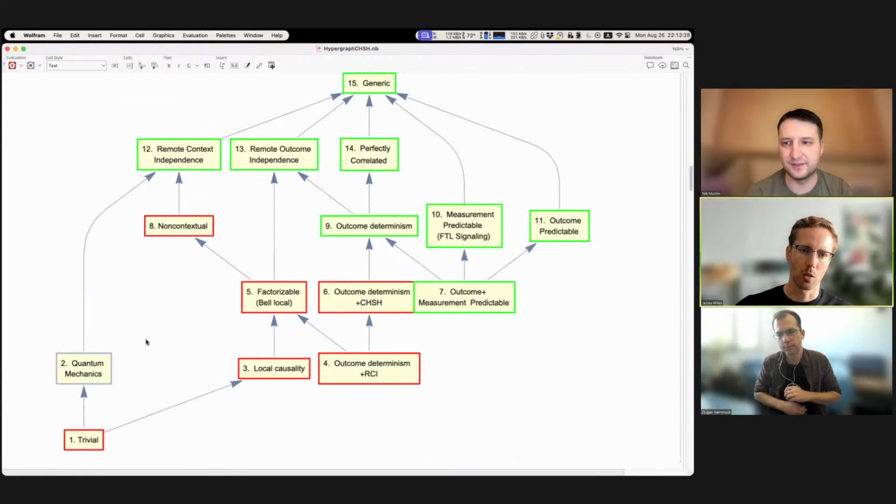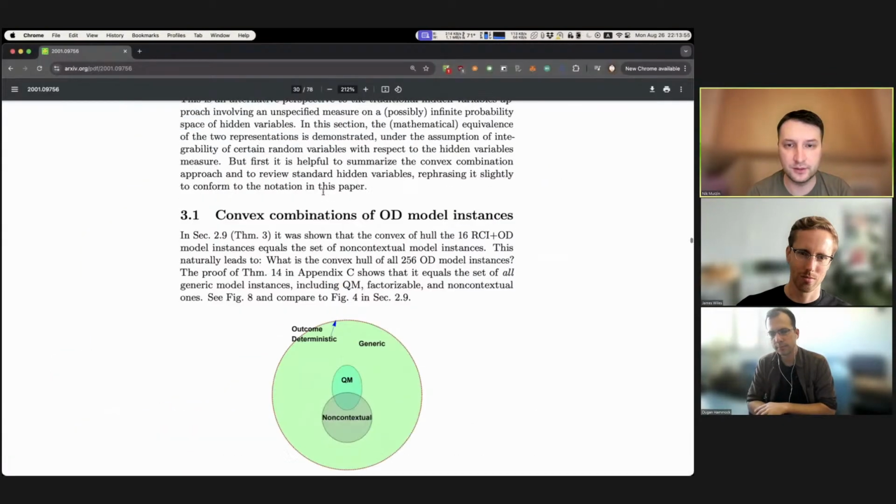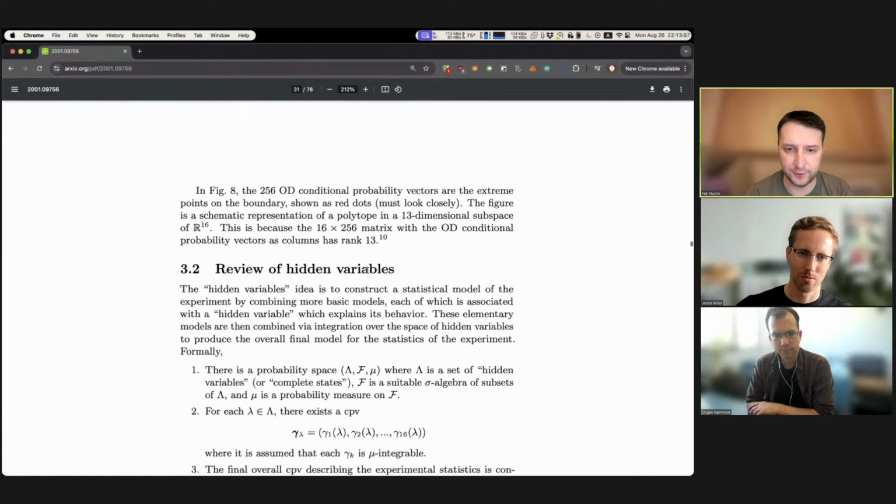Yeah, so that was just my question, is that there are no quantum mechanics models that are outcome independent, remote outcome independent. In other words, that number 13 box there. No, it doesn't mean that. Right. Like outcome independence. Yeah, I don't have a good answer for it.